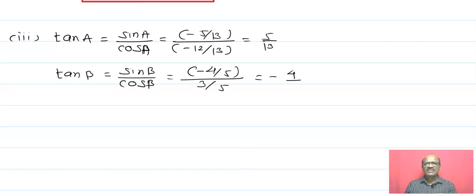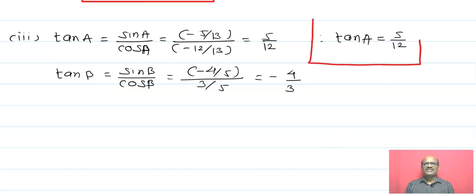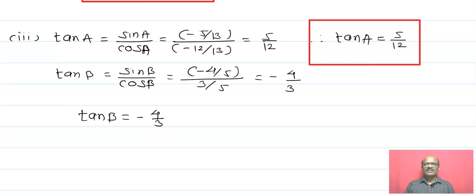And tan B is equal to sin B upon cos B. That is equal to minus 4 by 5 upon 3 by 5. And that is equal to minus 4 upon 3. Now, see this. That is, tan of A is equal to 5 upon 12, and tan of B is equal to minus 4 by 3.